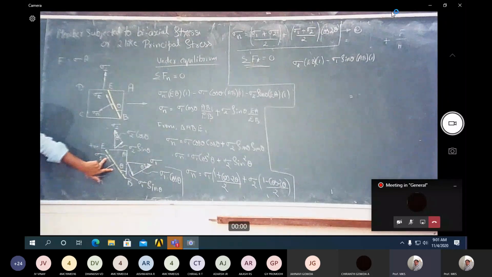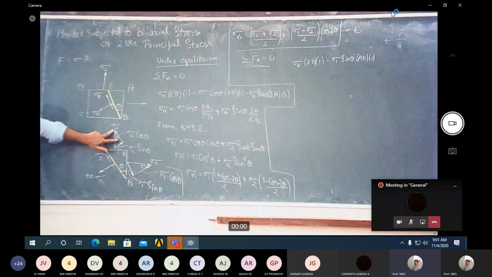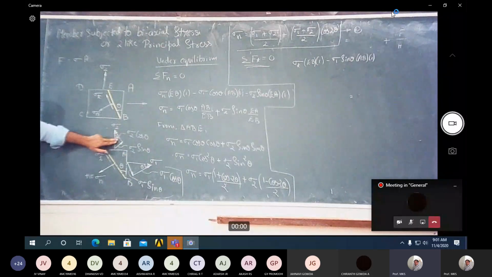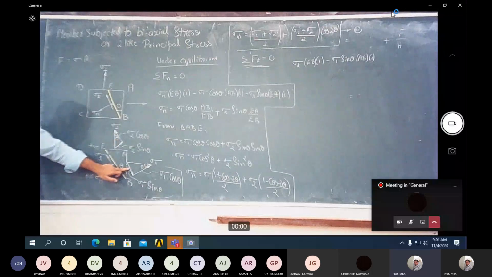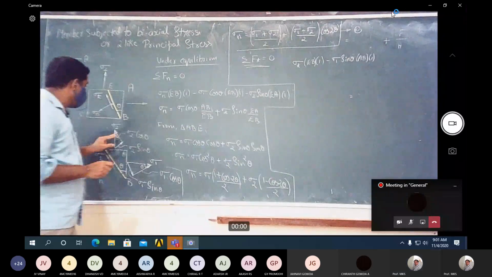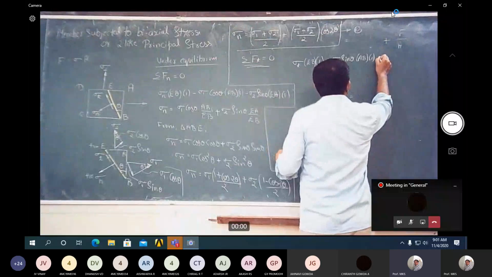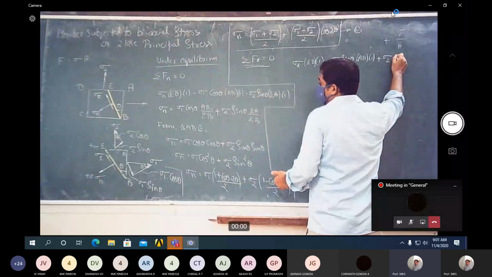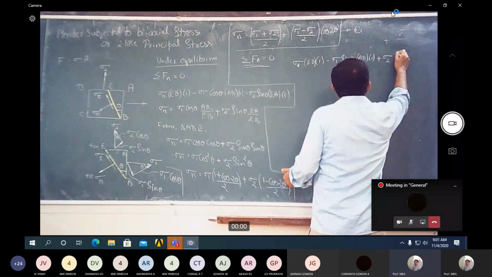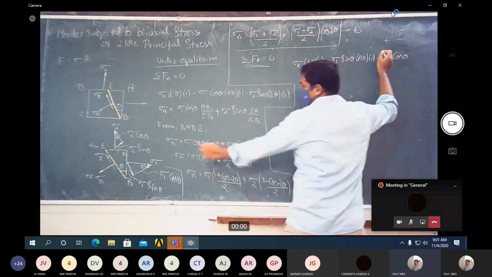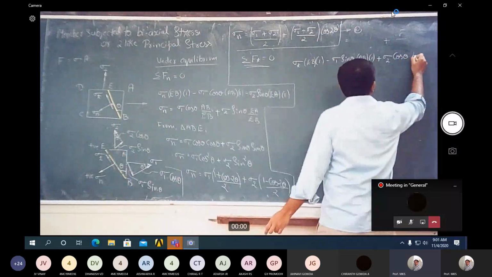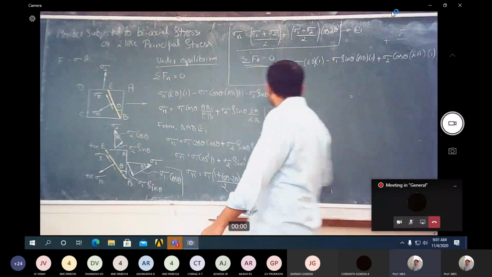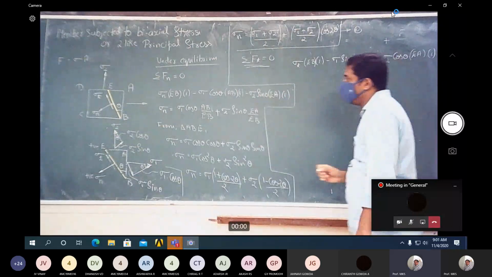Since sigma t is going in the same direction, and also this sigma 2 cos theta is going in the same direction as sigma t, it is positive, whereas here it is going in the opposite direction, so it is negative. So it is plus, it is not minus. Why? Because it is going in the same direction. Plus sigma 2 cos theta, it is acting on a plane EA, so the area is EA into 1. That is equal to 0.